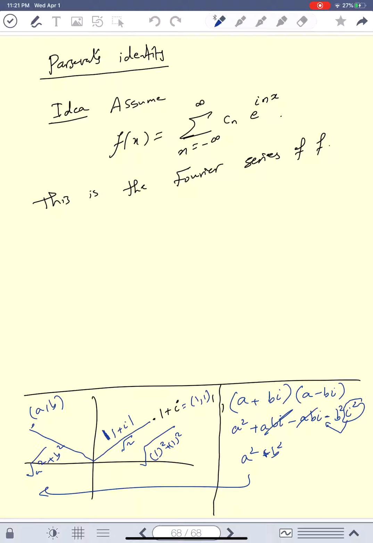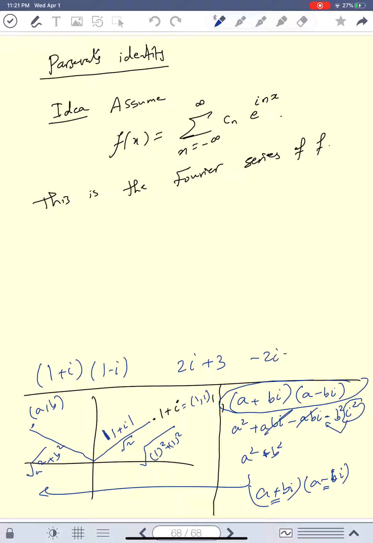So what corresponds to the distance from the origin? In the real line case, it's the absolute value that we are familiar with. But in the complex numbers, it is the square root of a squared plus b squared, which is basically obtained from multiplying the complex number with what we call its conjugate. So if you have a complex number a plus bi, its conjugate is a minus bi. For example, what's the conjugate of 1 plus i? It is 1 minus i. What's the conjugate of 2i plus 3? It's negative 2i plus 3.